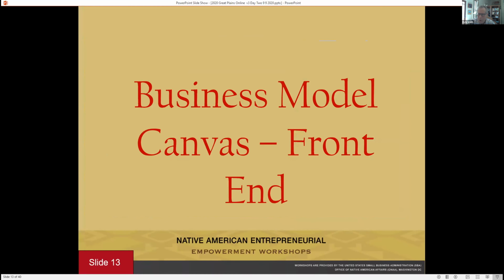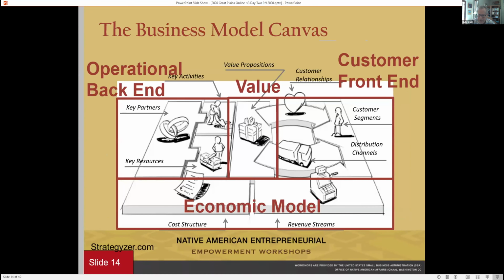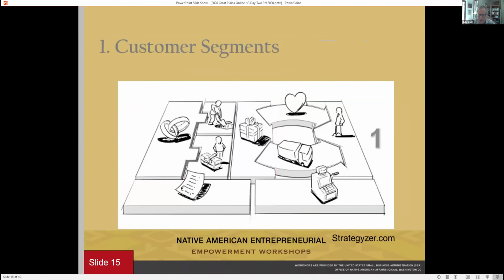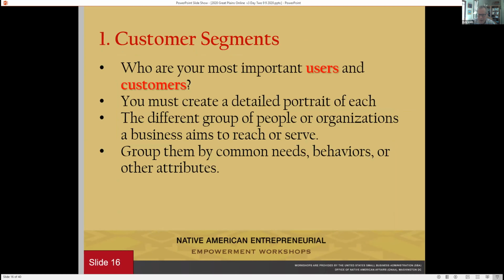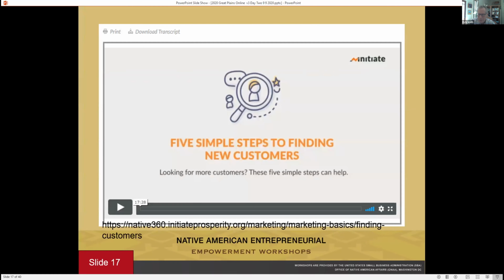So let me walk through a couple examples on the front end here. Again, the front end is what faces the customers. So the first thing we want to be thinking about is who are these customer segments? Because not all customers are the same, okay? We can't go chasing after every customer. So the key thing is we want to find out is who are the most important customers, okay? So what I'd like to do, and I'm going to actually click through to the site and play this simple video for us here, okay?